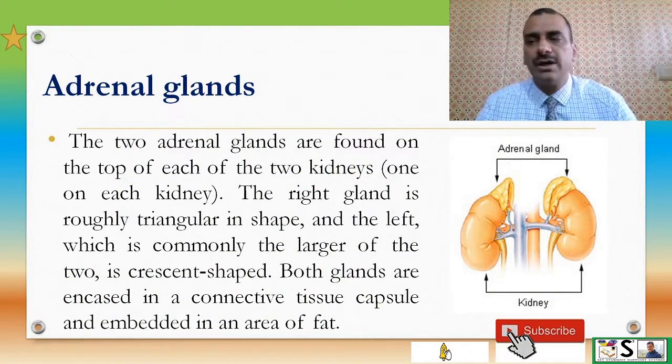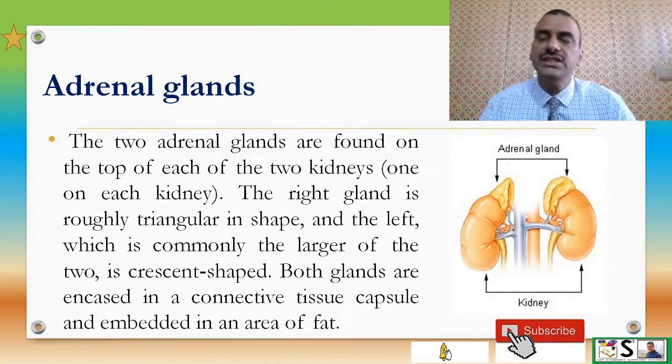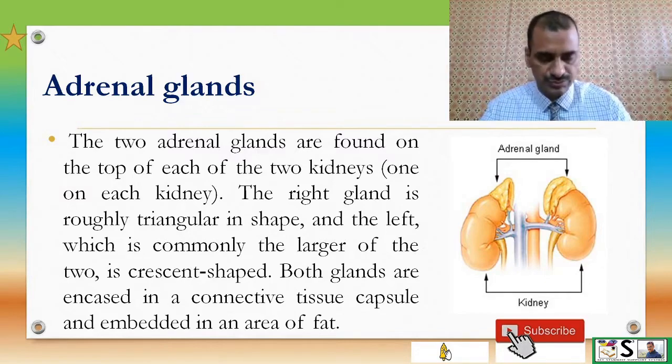Now we will discuss adrenal glands. There are two adrenal glands which are found on top of each kidney. We have two kidneys, so two adrenal glands are there. The right gland is roughly triangular in shape and the left gland, which is larger than the right, is crescent shaped. Both glands are encased in a connective tissue capsule and embedded in fatty tissue.